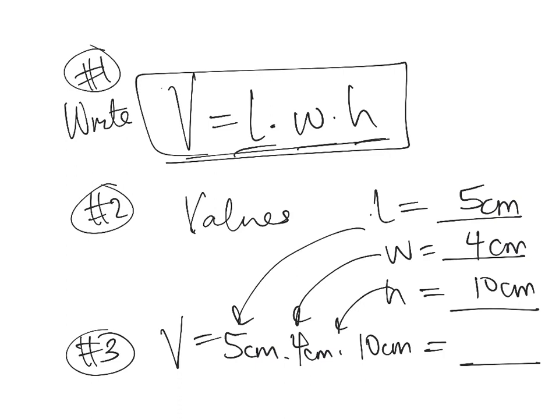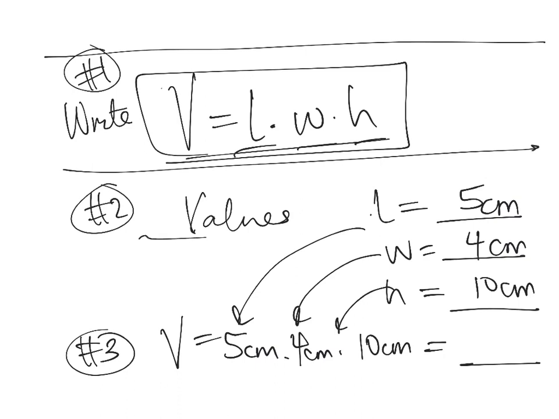But the process is the same for most of chapter 9. What is the formula you need? What are the values you've been given? And how do you plug in those values into the formula? That's very important. So please keep that in perspective.